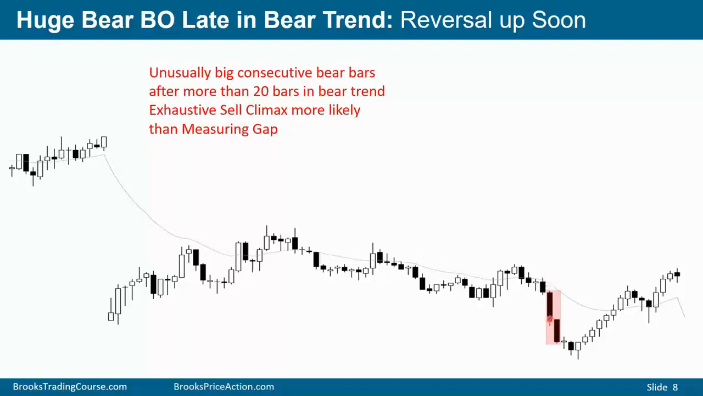A big bear breakout and a good follow through might get a measured move down, but this is the strongest pair of bear bars more than 20 bars into a bear trend. Therefore, this is more likely an exhaustive end of the bear trend than it is the start of a measured move down. So you have to be prepared for a reversal up.